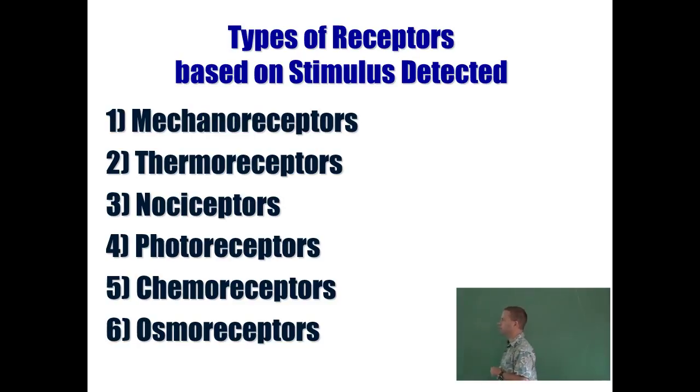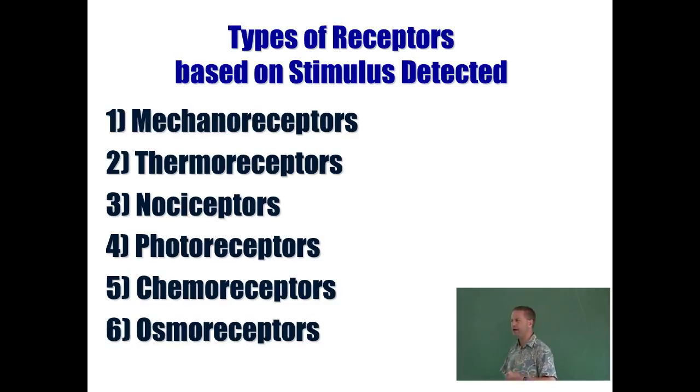Thermoreceptors detect temperature. We have them in the skin, but also in areas of the brain that detect body temperature. Okay. And nociceptors detect pain. They're a type of mechanoreceptor sometimes, or even a chemoreceptor. And then photoreceptors detect what? Light. Okay, so the retina in the eye would be an example of a photoreceptor. And chemoreceptors detect what? Chemicals.